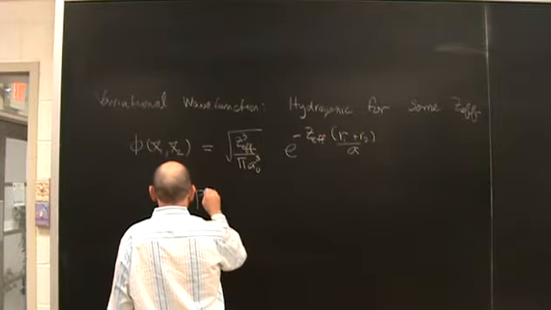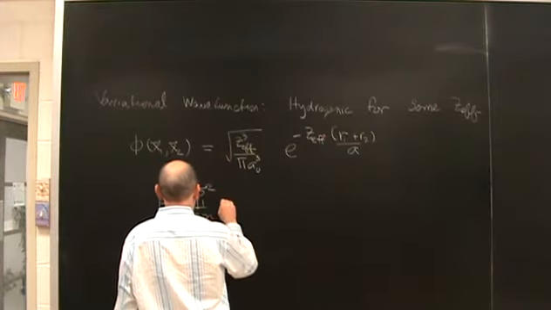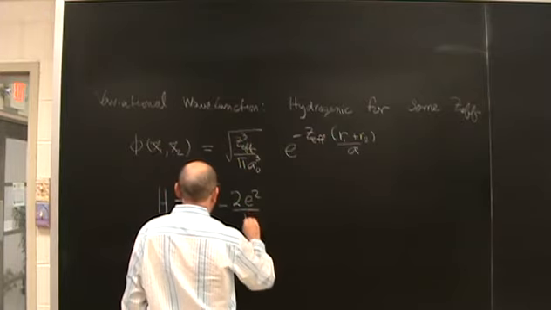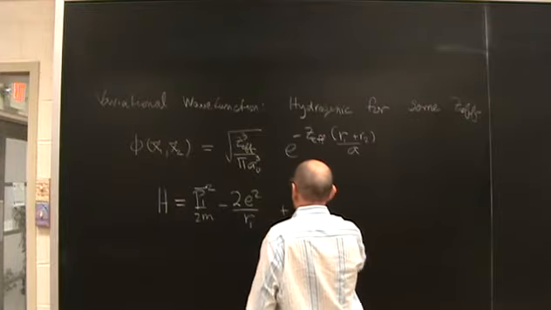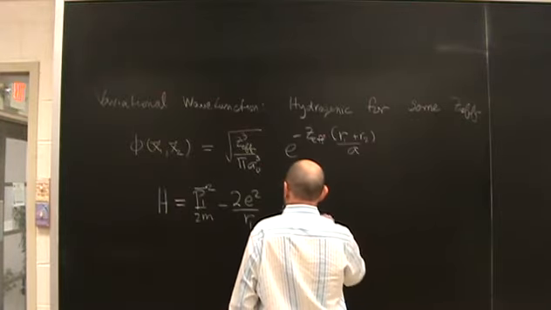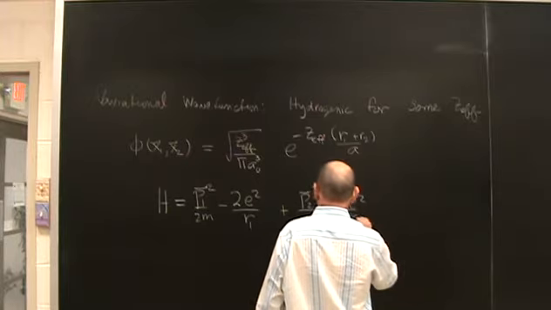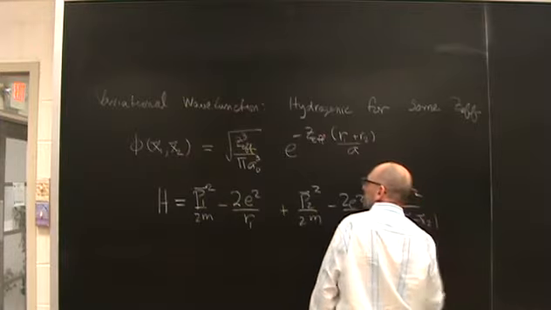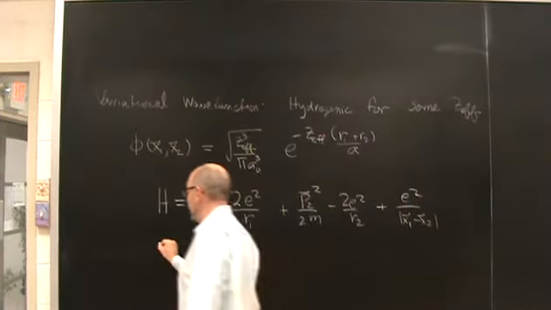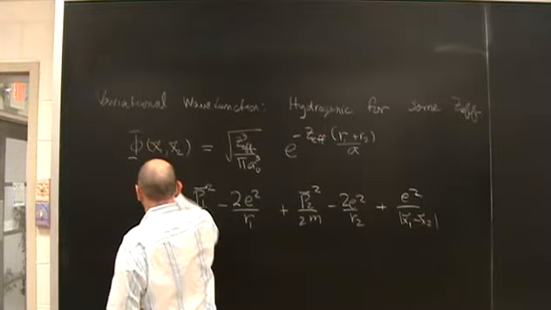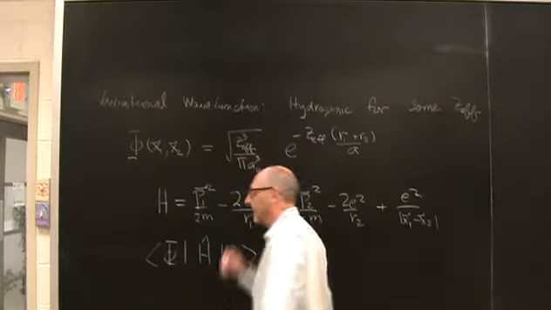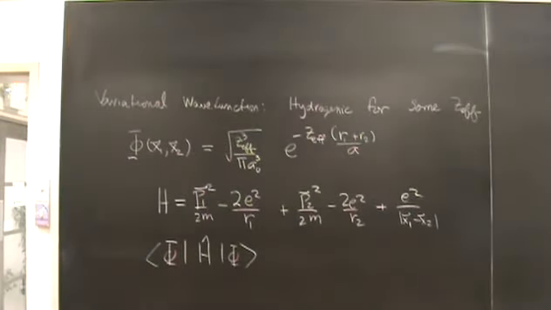It's p1 squared over 2 mass of the electron minus 2 e squared over r1, plus p2 squared over 2m minus 2 e squared over r2, plus e squared over r12. And now I have to calculate the expected value of the Hamiltonian with respect to this. This is already normalized, so I don't have to derive that normalization.